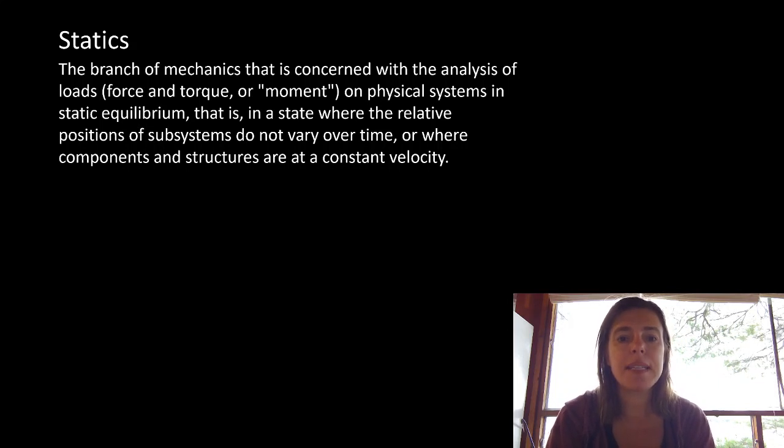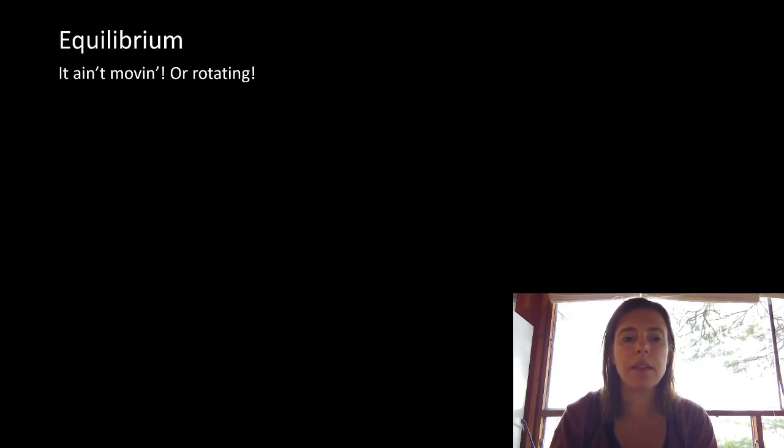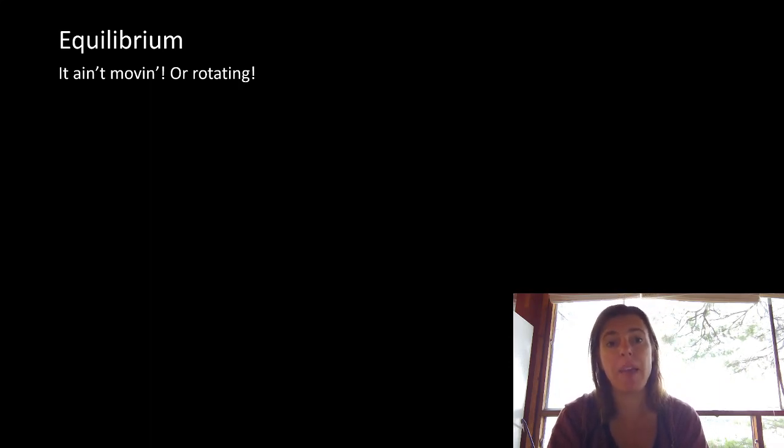So that is in a state where the relative position of subsystems do not vary over time, or where components and structures are at a constant velocity. So again, it's staying still and it's not rotating. So equilibrium is when it's not moving or rotating. In our study of statics, if it's moving, it is not in equilibrium and we are unhappy. We have failed in what we're trying to do.